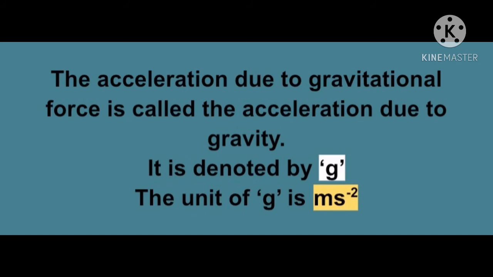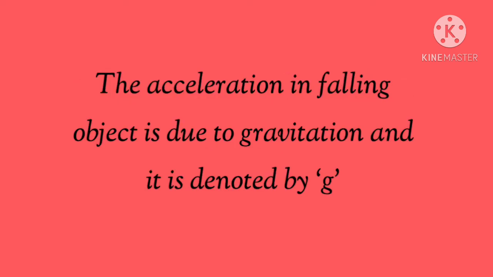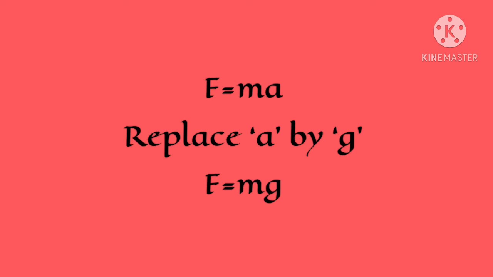We know that according to the second law of motion, force equals mass into acceleration. We know that the acceleration in a falling object is due to gravitation and it is denoted by g. So let us replace a by g. It gives F equals m into g. Force equals the product of mass and acceleration due to gravity.